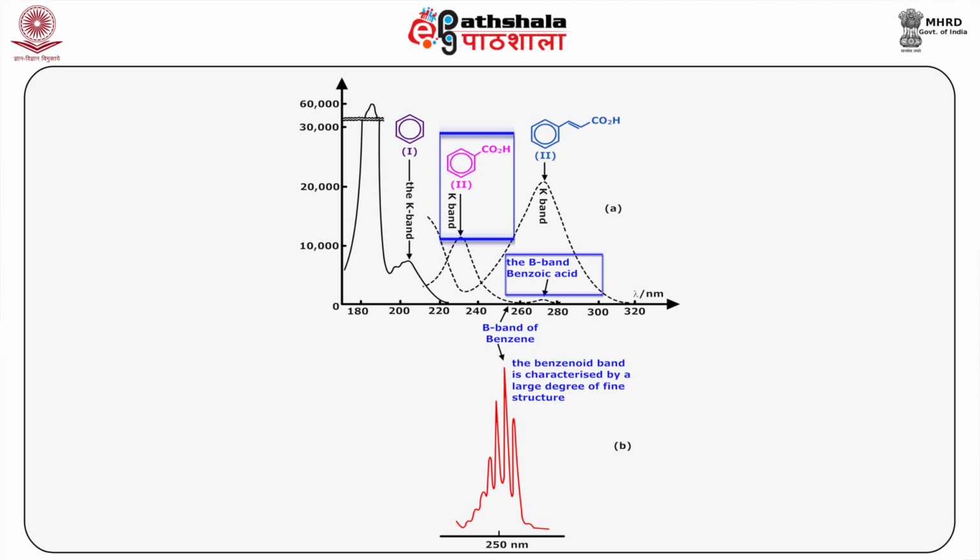For example, benzoic acid shows a primary band at 250 nanometers and a secondary band at 273 nanometers. But cinnamic acid, which has a longer chromophore, exhibits a primary band at 273 nanometers and the secondary band remains merged with it. Similarly, in benzaldehyde, the primary band appears at 242 nanometers and the secondary band at 282 nanometers. But in the case of cinnamaldehyde, because of extension of the chromophore, the primary band appears at 281 nanometers and remains merged with the secondary band. All this is summarized in this figure, as you can see.